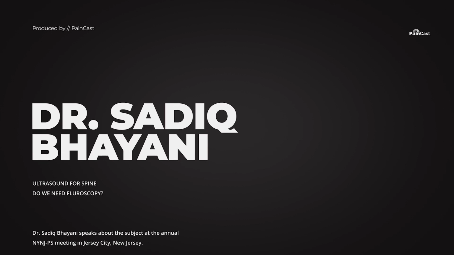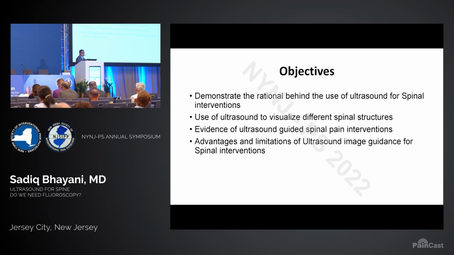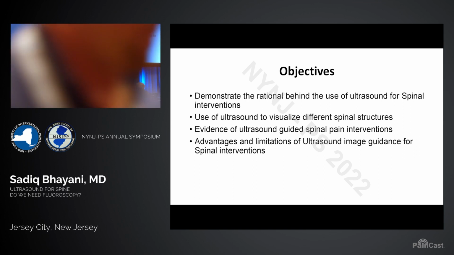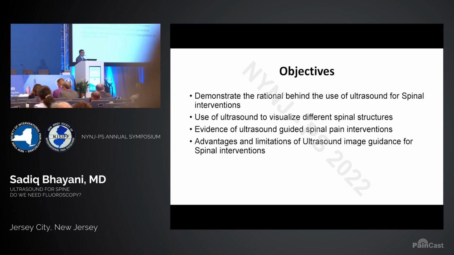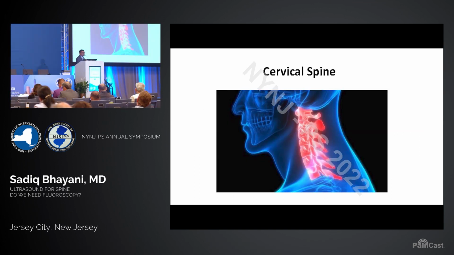So what are the objectives? Is to demonstrate the rationale behind the use of ultrasound for spinal interventions, use of ultrasound to visualize the different spinal structures, what's the evidence, why do we need to use ultrasound, and advantages and limitations of ultrasound image guidance for spinal interventions. So let's start with the cervical spine.